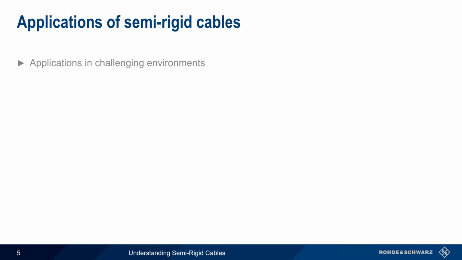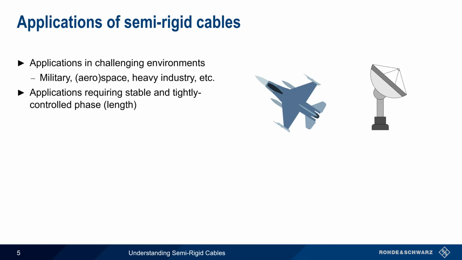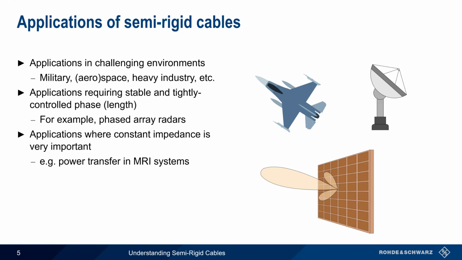Semi-rigid cables are often used in challenging environments and applications, such as military, aerospace and defense, heavy industry, etc. They're also used in applications which require phase or phase length to be stable and tightly controlled. A good example of this is phased array radar. Semi-rigid cables are also commonly used in applications which require constant impedances, an example of which would be power transfer within magnetic resonance imaging systems.